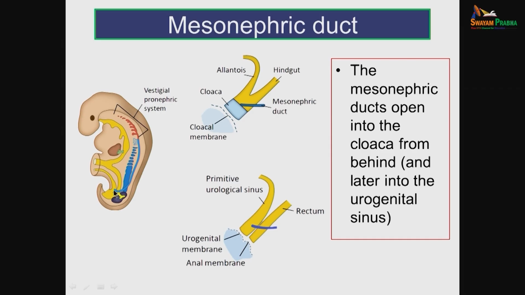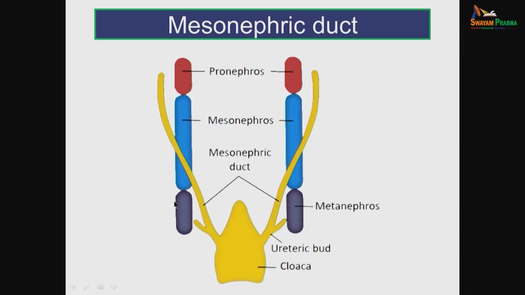So this mesonephric duct, you can see in this picture also, a diagrammatic representation on the right side. The mesonephric duct initially opens into the cloaca. After some time, it opens into the primitive urogenital sinus when the cloaca gets subdivided. This is also represented in the left picture. This is again to show the mesonephric duct opening into the cloaca, and a picture showing the development of pronephros and mesonephros. We will talk about the development of metanephros.